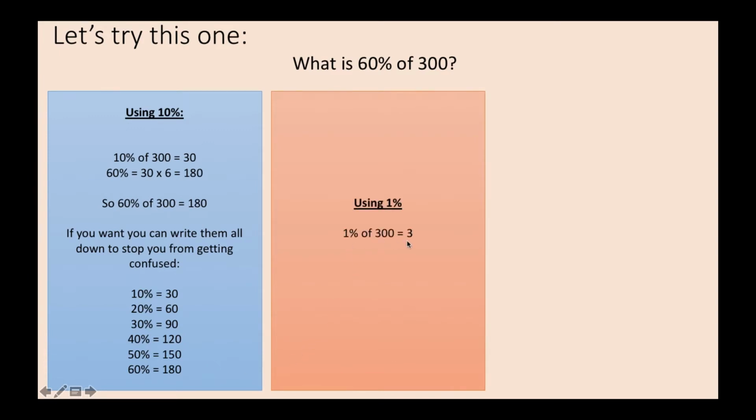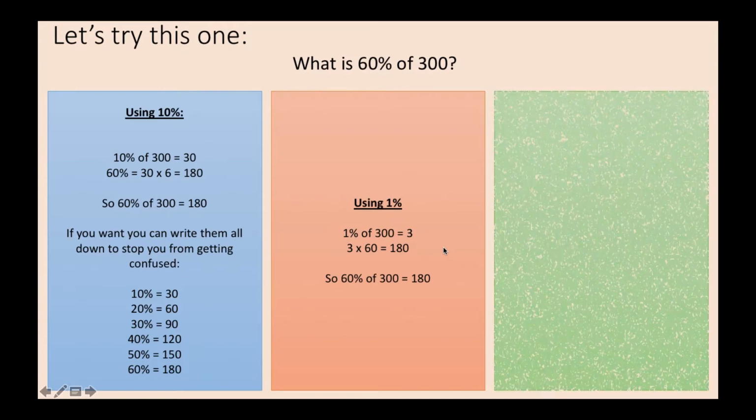The next method is using the 1%. So 1% of 300 is 3, because when we find 10%, we take off 1 0, but when we find 1%, we take off 2 zeros. Okay, so then all I need to do is, because I found 1%, which is 3, and I actually want 60 of them, I do 3 times 60. Well, 3 times 6 is 18, and then I just add on the 0.